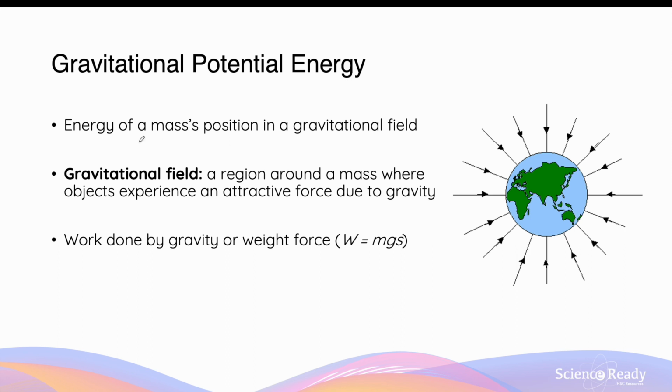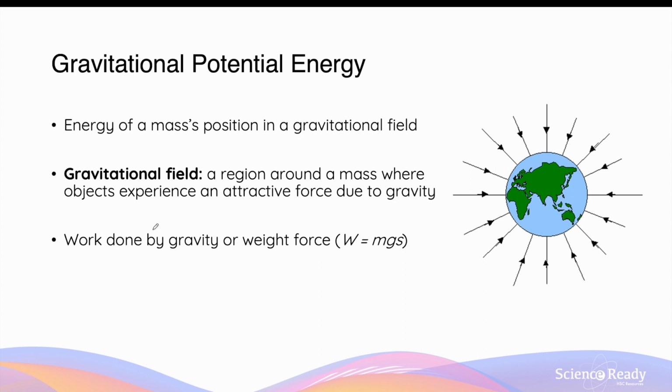Gravitational potential energy is the energy of a mass's position in a gravitational field. A gravitational field is a region around the mass where objects experience an attractive force due to gravity. The best example of a gravitational field is that of Earth. Objects with mass inside the gravitational field of Earth, which includes me and you, and the objects around us, experience an attractive force known as gravity towards the center of Earth. And gravitational potential energy is the energy associated with the position of any object in the gravitational field of Earth, for example.